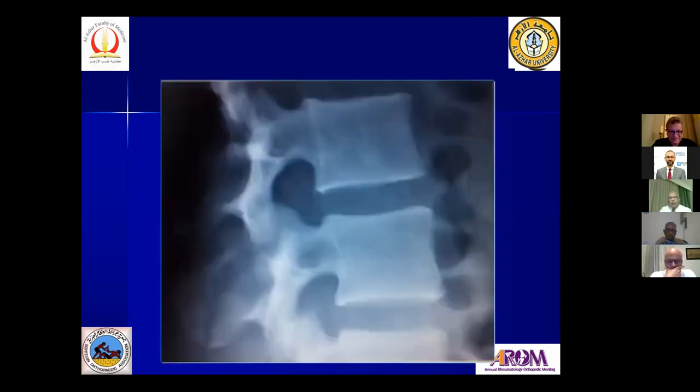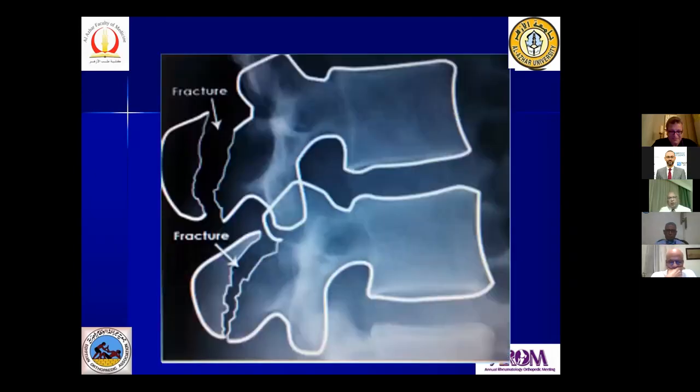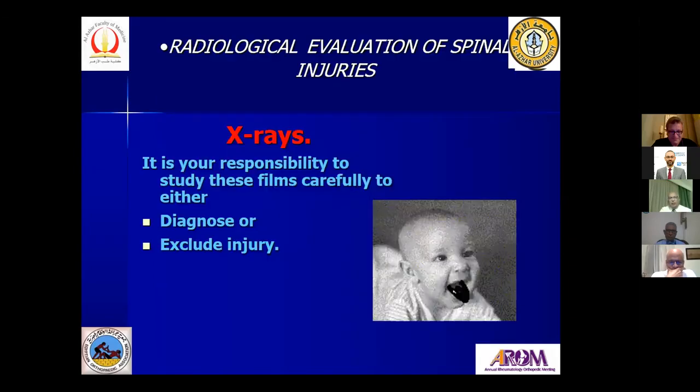This is an example of a shearing fracture of distraction injuries, and this is an injury which indicates instability. So remember, it is your responsibility to read the X-ray, to diagnose and to exclude the injury.